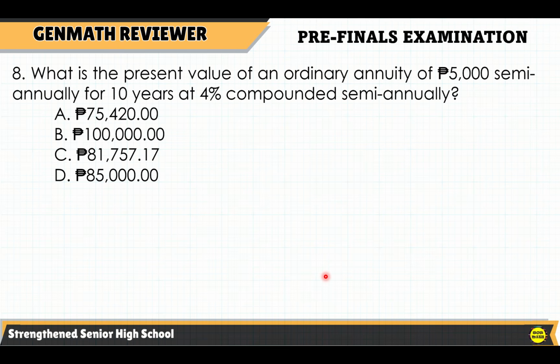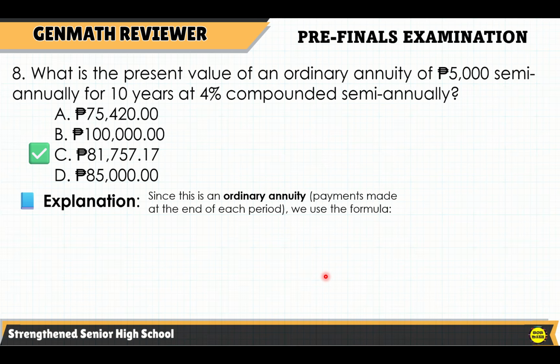scientific calculator. I know you know the formula for computing the present value of an ordinary annuity. Okay, I think you already get the answer. So the answer is letter C.